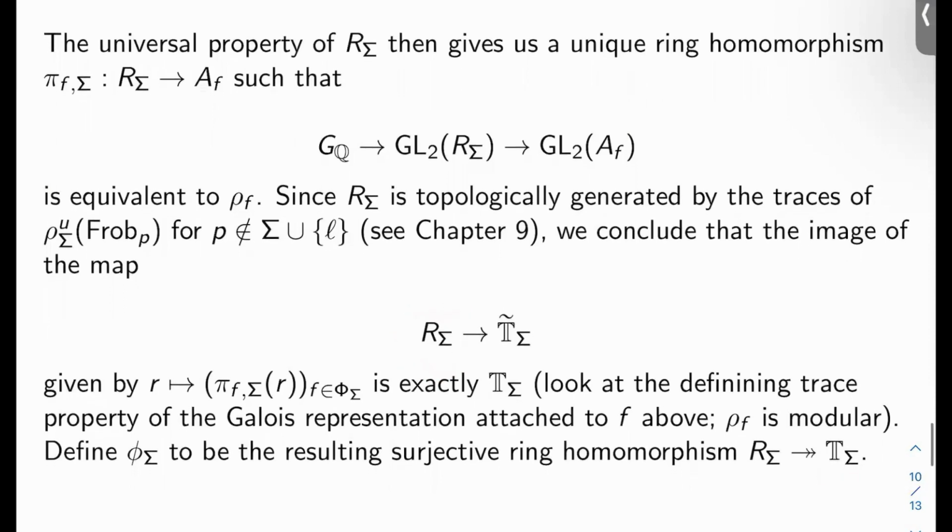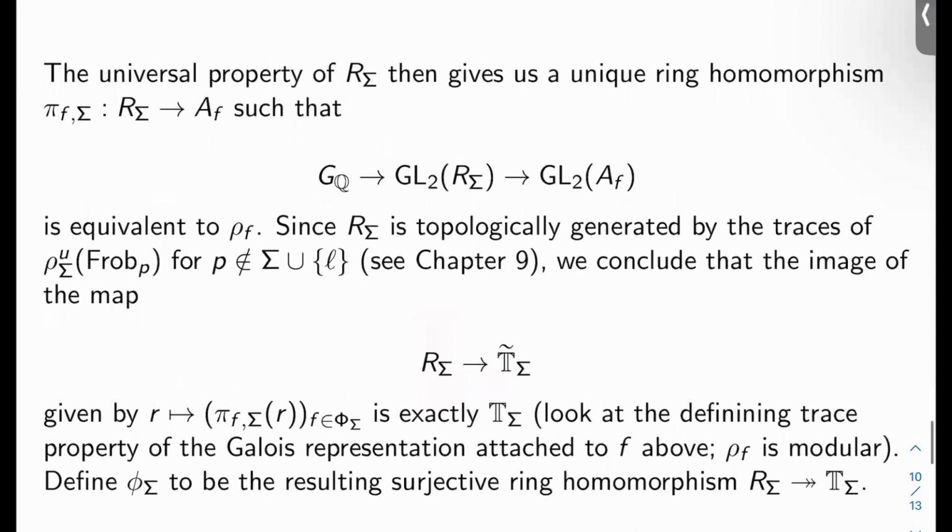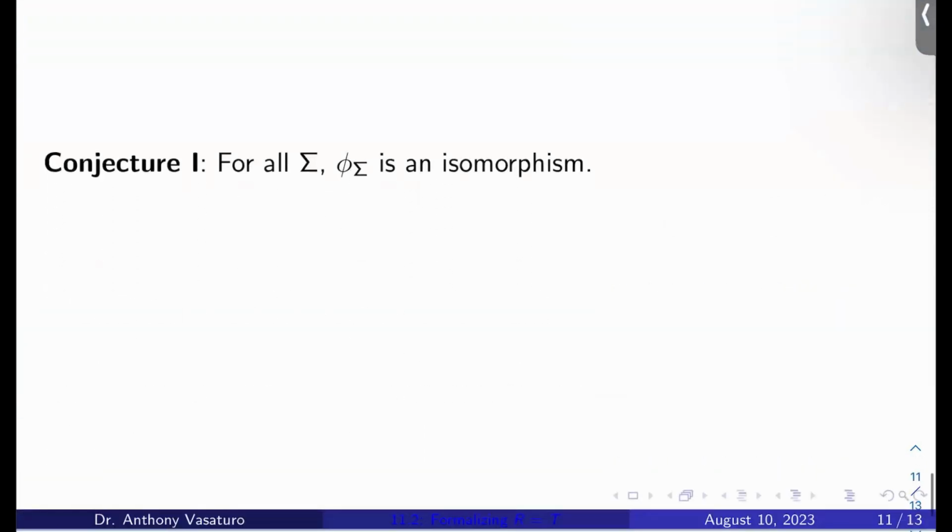And so where am I headed with this? Where do you think I'm headed with this? Conjecture 1: no matter what sigma is, phi sigma is an isomorphism. This is the R equals T problem. If we can solve this, we're more or less done proving semi-stable modularity.